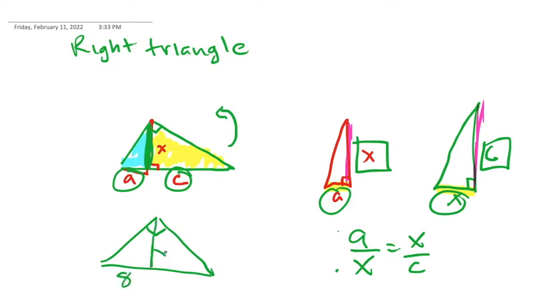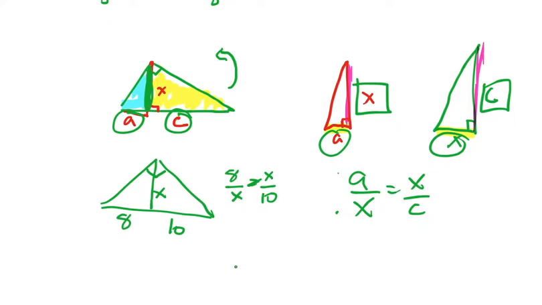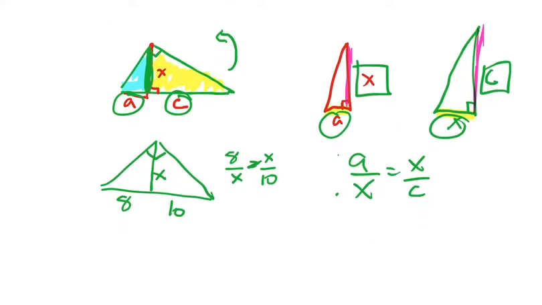8 over X will equal X over, I was going to put 4, let's do 10. 8 goes with the middle one, as the middle one goes with 10. But don't be fooled and always put X twice. A lot of students see that X shows up twice because it's possible that the number will come up twice. We'll look at that in a moment.